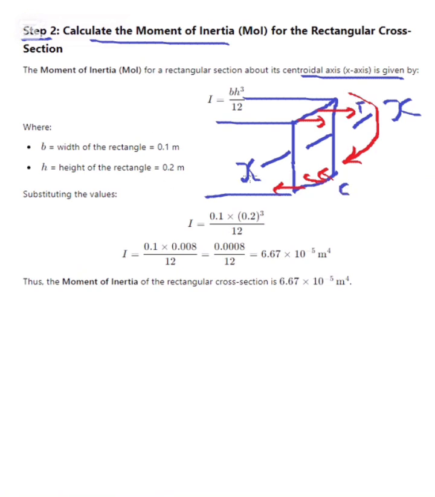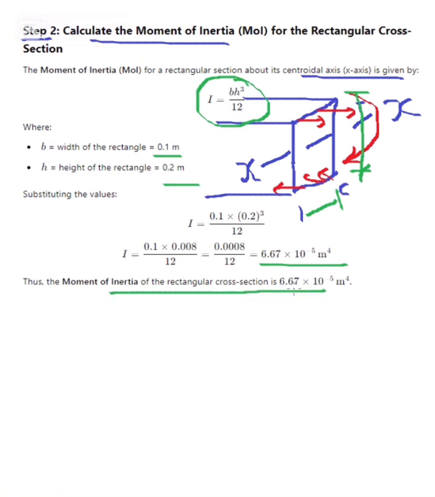So we can see the moment of inertia Ix is equal to, B is the width of the cross section, that we know is 100 mm, and H is the depth of the cross section. So I equal to BH cubed by 12. So we can calculate the I value. The moment of inertia of the rectangular cross section is 6.67 times 10 power minus 5 meter to the power 4.